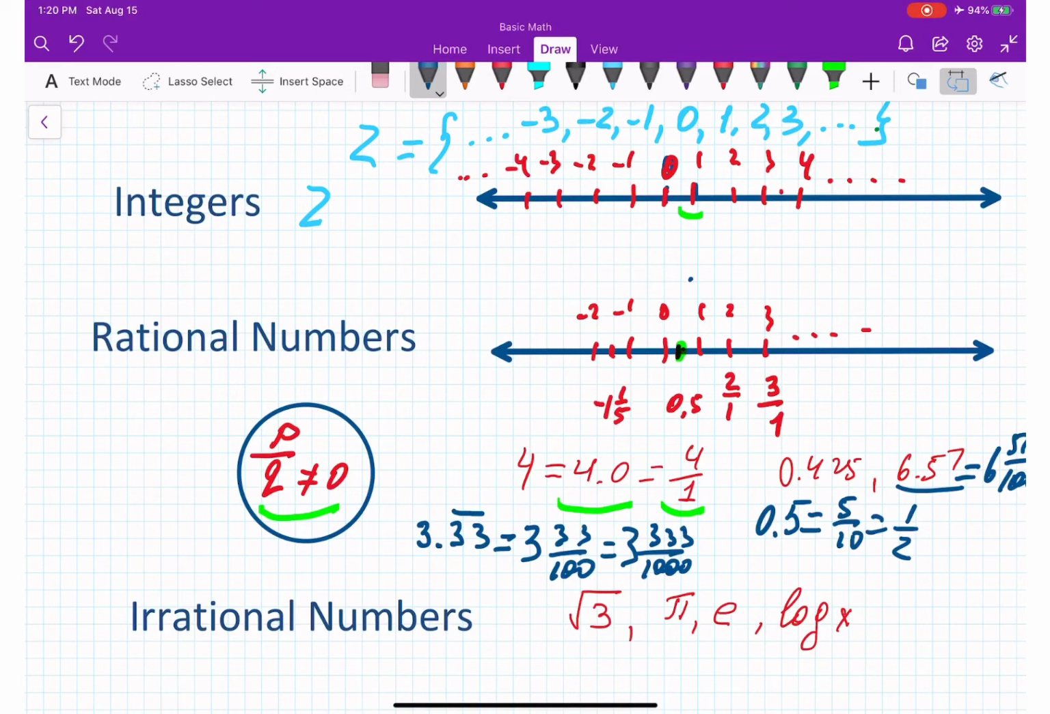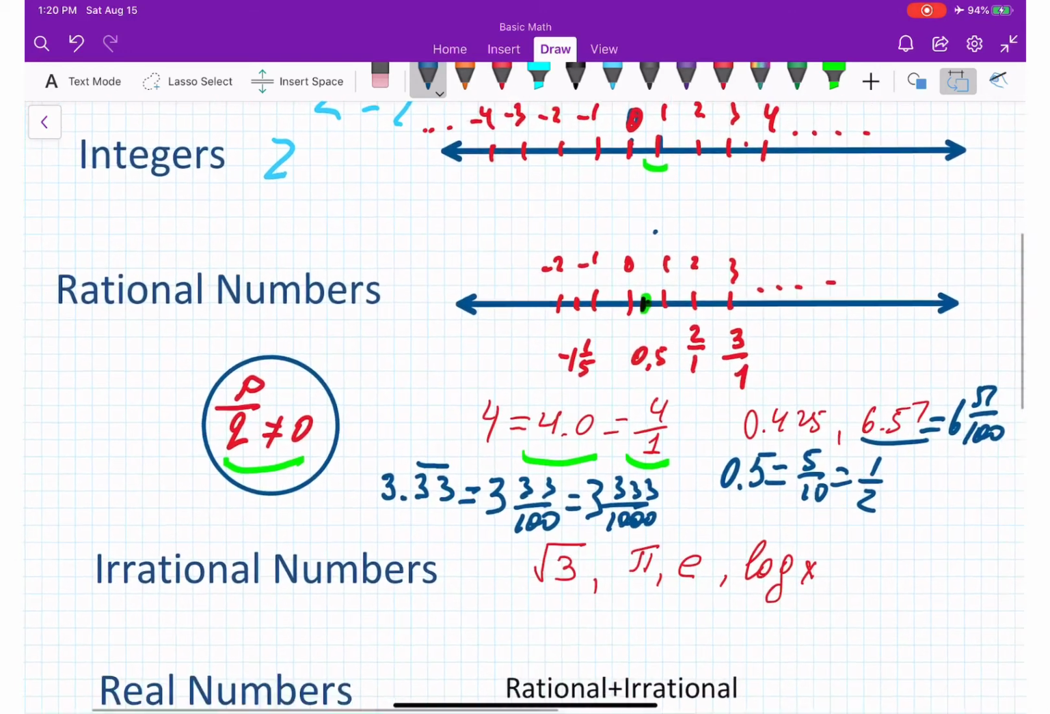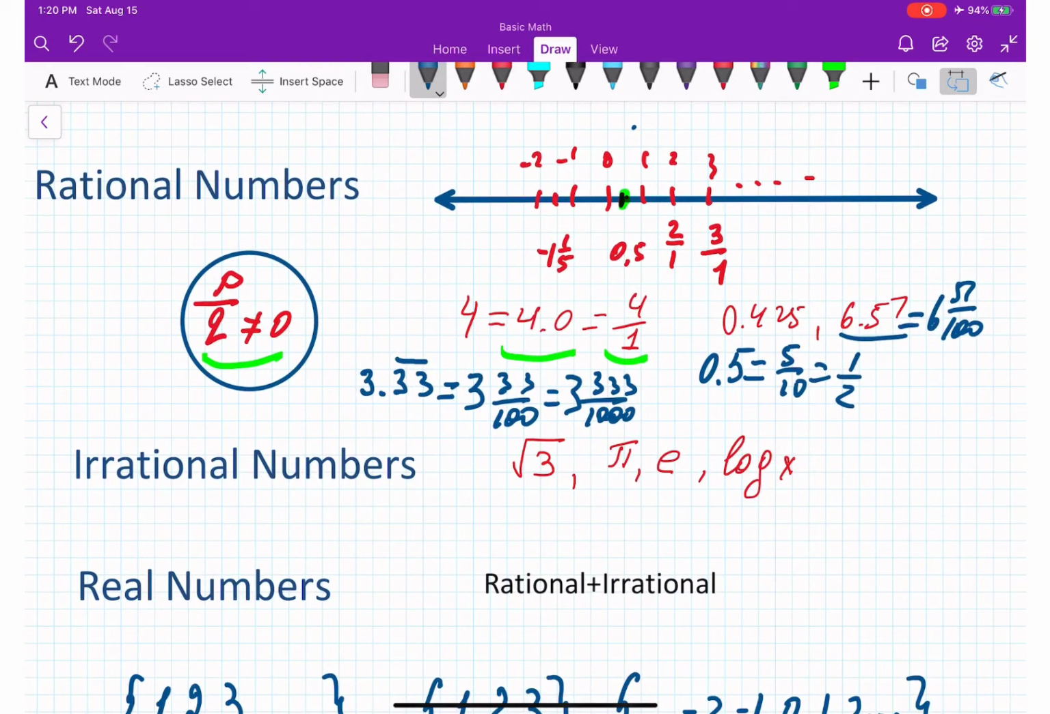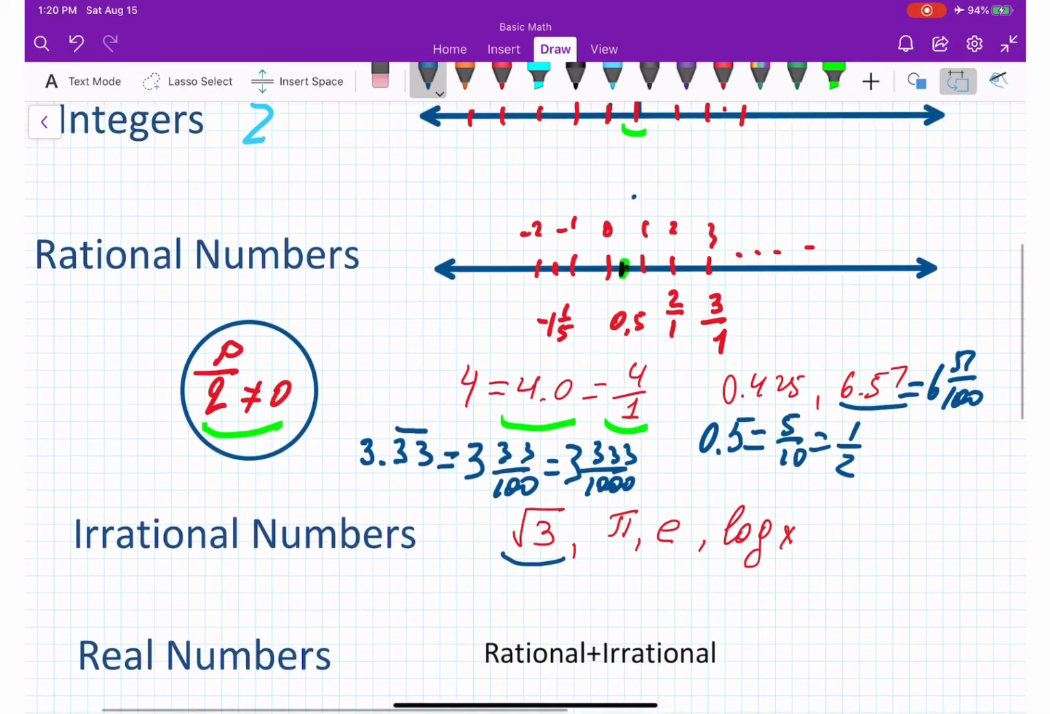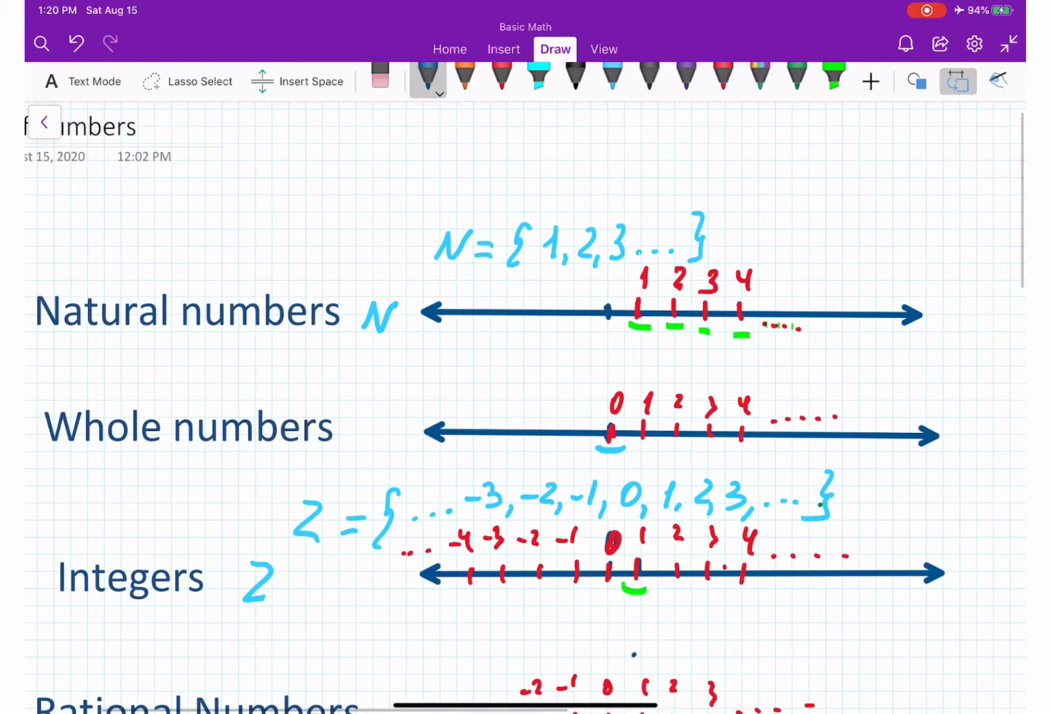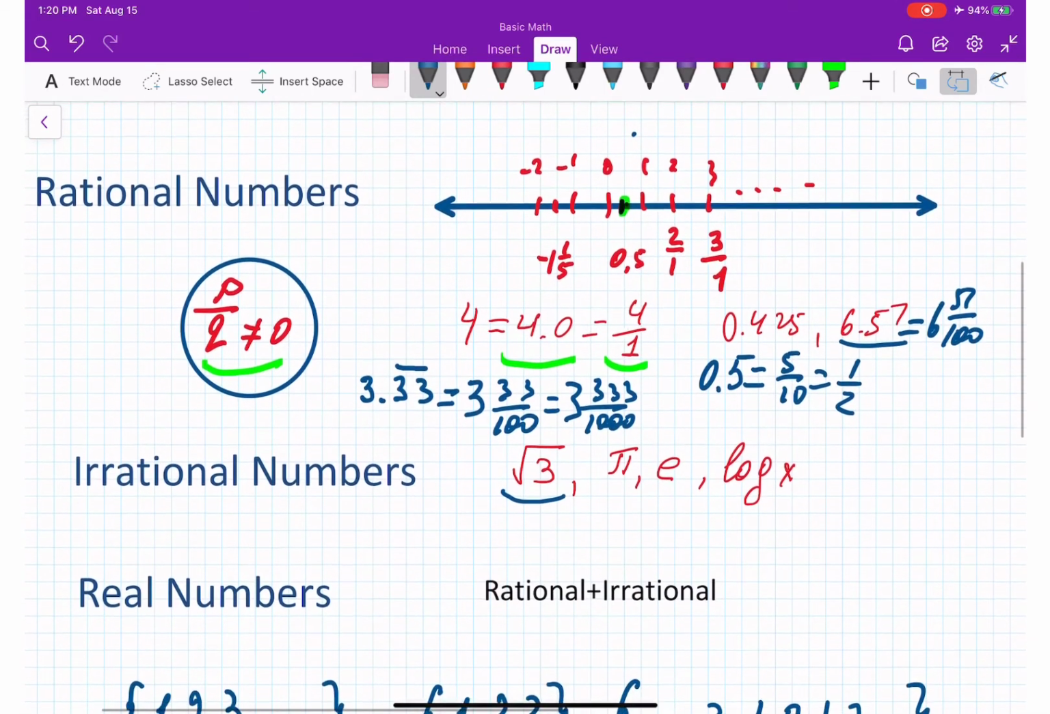Next, irrational number. Irrational numbers are the ones that have a type of square root that does not come out clean. Let's say square root of 4, it's going to be 2, right? Which means it can be a rational number, a natural number, and a whole number, which is part of integers also. But it's a different story.